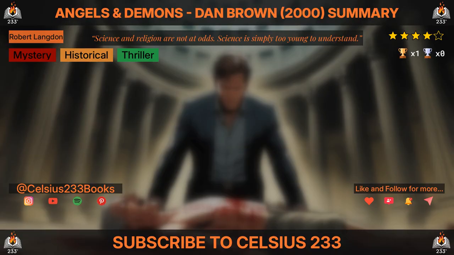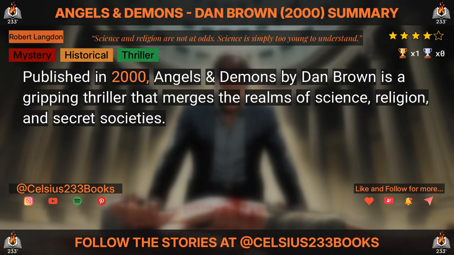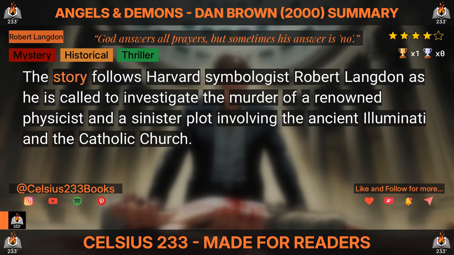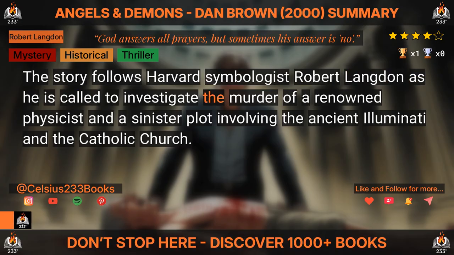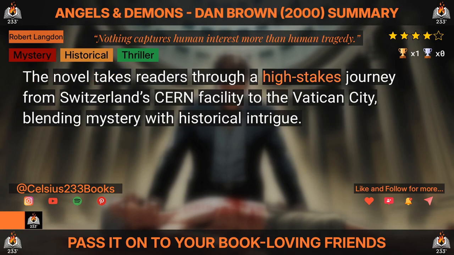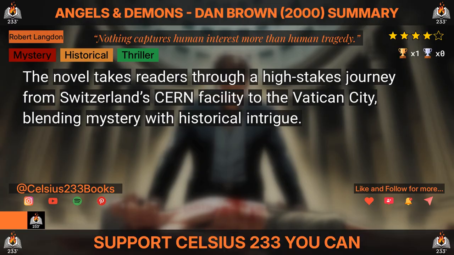Today, we will step into the world of Angels and Demons by Dan Brown. Published in 2000, Angels and Demons by Dan Brown is a gripping thriller that merges the realms of science, religion, and secret societies. The story follows Harvard symbologist Robert Langdon as he is called to investigate the murder of a renowned physicist and a sinister plot involving the ancient Illuminati and the Catholic Church. The novel takes readers through a high-stakes journey from Switzerland's CERN facility to the Vatican City, blending mystery with historical intrigue.